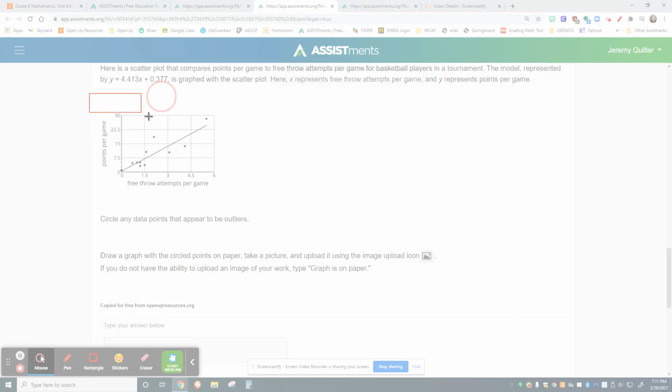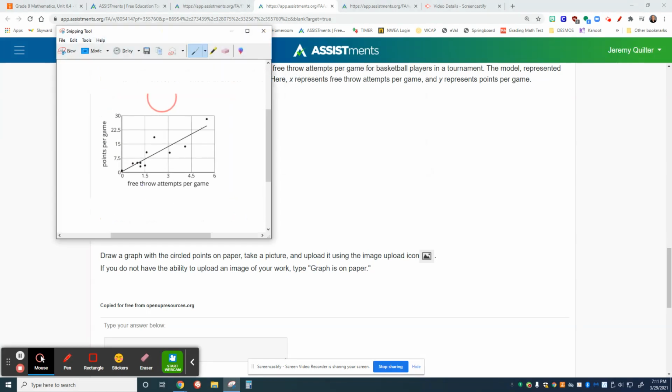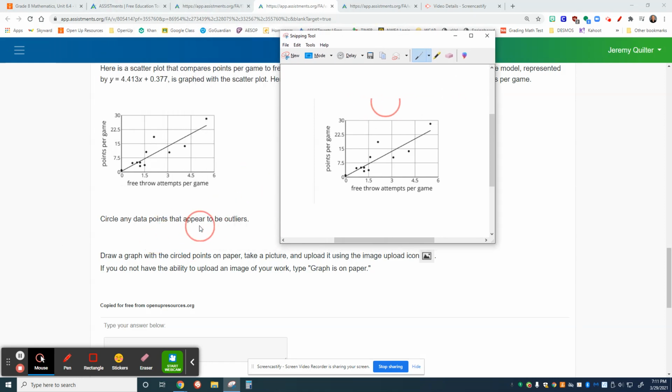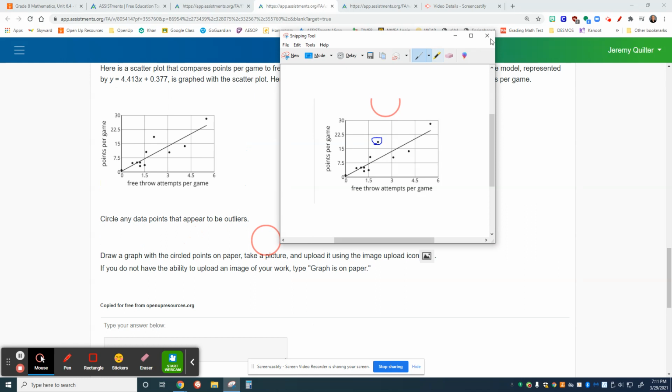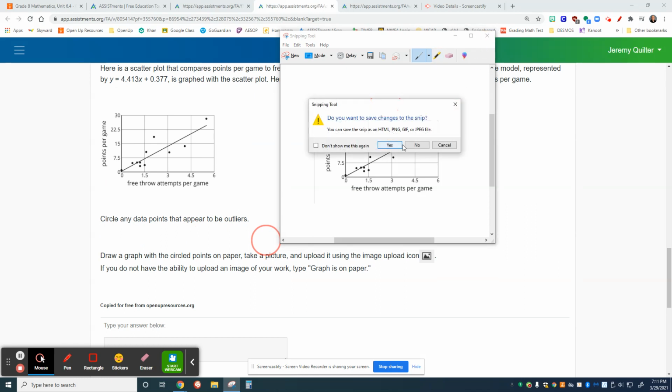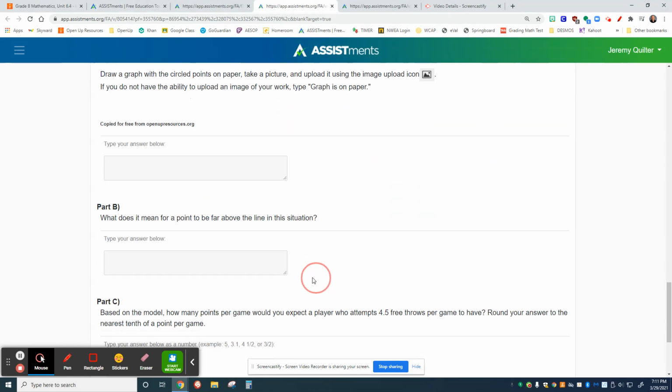But I'd like for you to go ahead and take a picture of that right there so that you can circle any points that appear to be outliers based on these data. So that one's quite a ways off, and others I don't see being too far off the data to really be an outlier. Once you're done with that, you're going to take that picture, save it on your Chromebook, and then upload that picture right here. This option about saying that graph is on paper is not an option to be used.